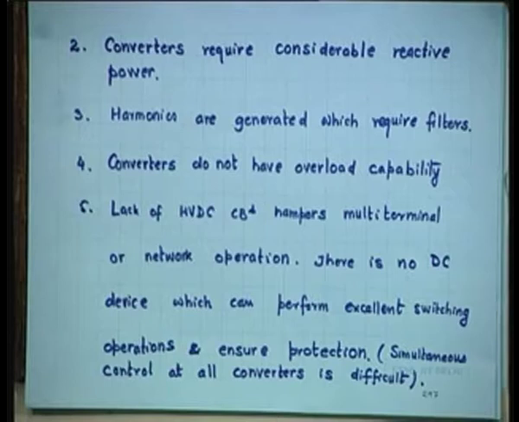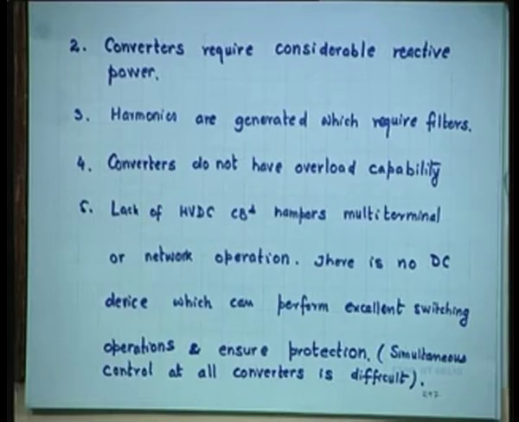Fourth, converters do not have overload capability. Lack of HVDC circuit breakers hampers multi-terminal or network operation. There is no DC device which can perform excellent switching. Why? There is no natural zero here, like AC we have. Here there is no natural zero. You have to have a forced switching operation and ensure protection. Even protection there is a problem.